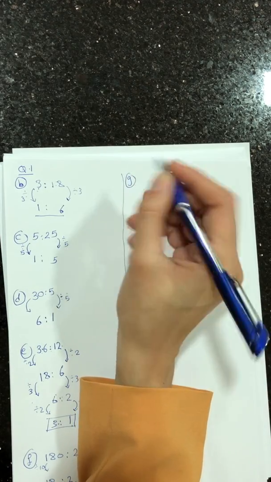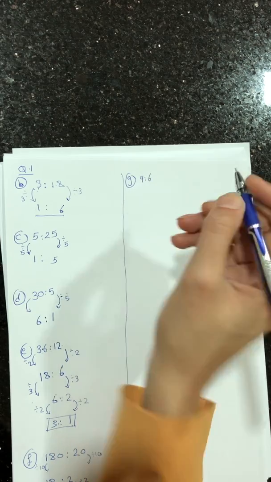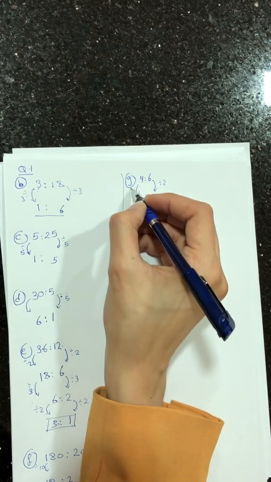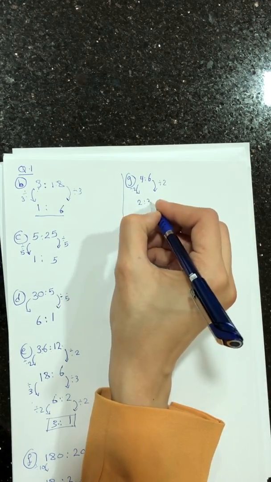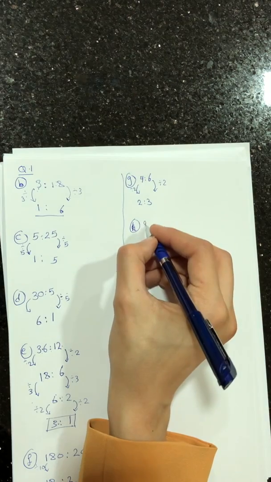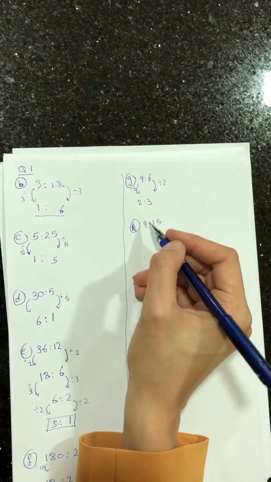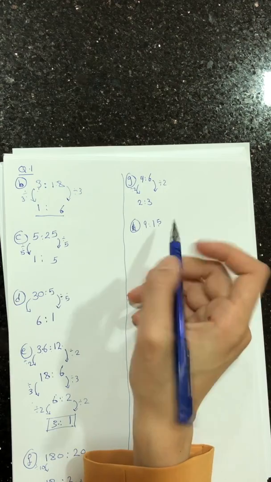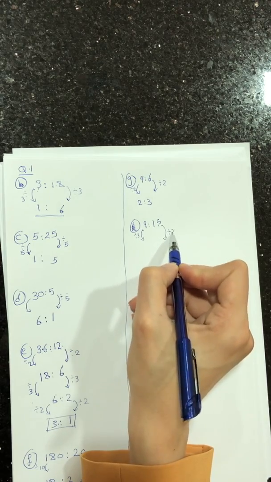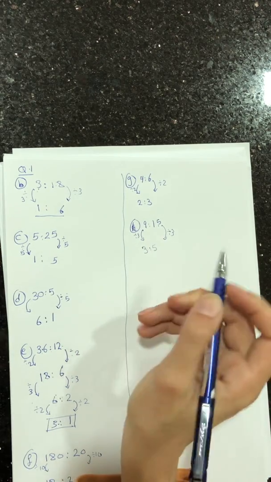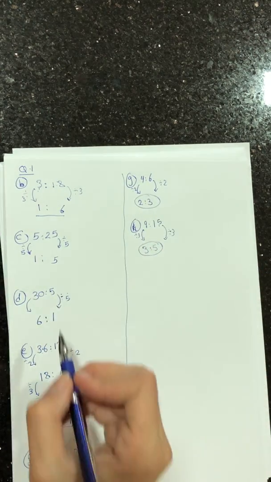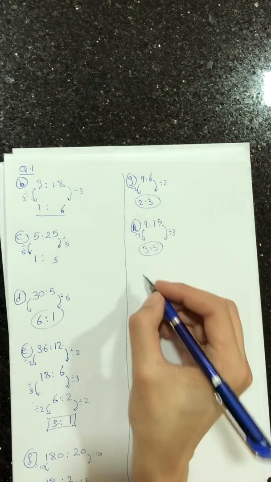Let's look at question G. You get 4 out of 6. Both numbers are even numbers, exactly. So you'll get 2 to 3. 9 to 15. If you look at both numbers, this number can be divided by 5, this number can't. This number can be divided by 3 as well as the 15. So now you can divide by 3. You'll have 3 to 5. Those are the answers circled for you.